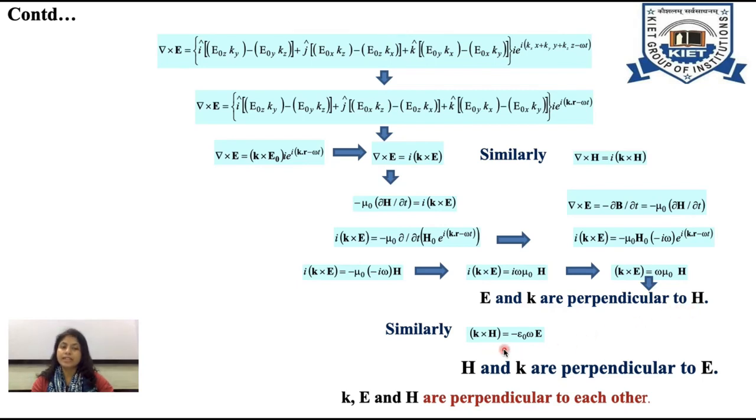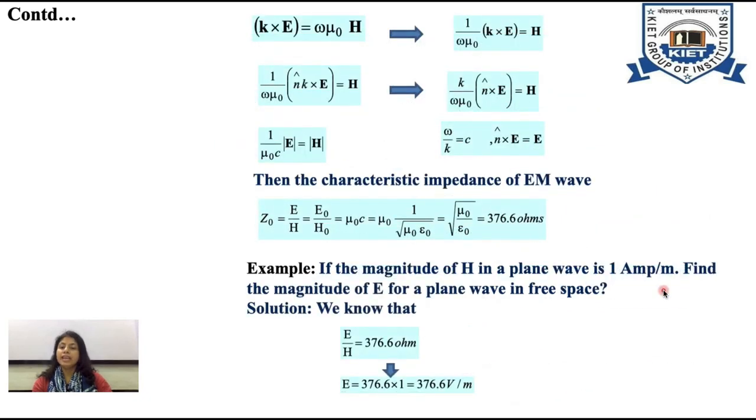Similarly, k cross H is equal to minus epsilon naught omega E. This equation shows that H and k are perpendicular to vector E. From both equations, we can easily say that k, E and H are perpendicular to each other. This is the orthogonal nature of EM wave. In the orthogonal nature of EM wave, E, k and H are perpendicular to each other.